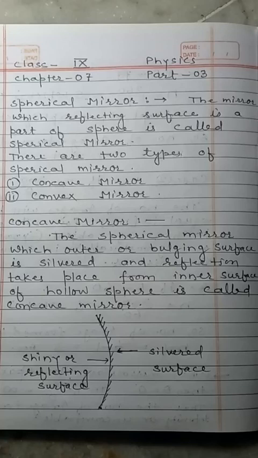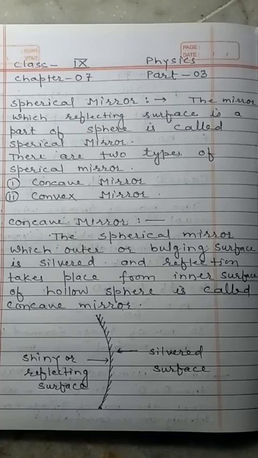There are two kinds or two types of spherical mirror. Number one, concave mirror, and number two, convex mirror.